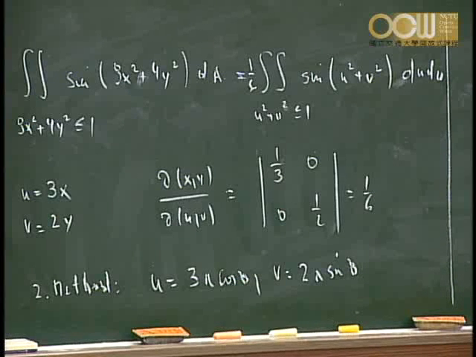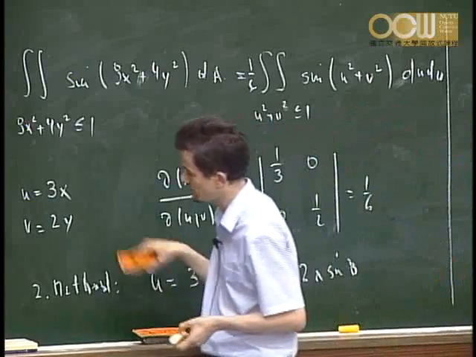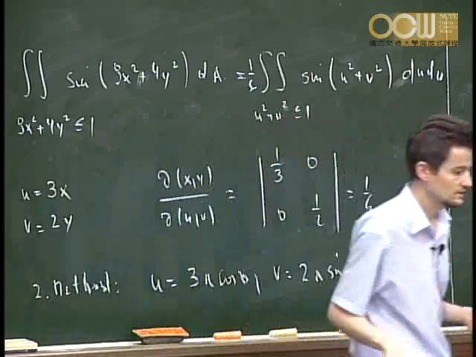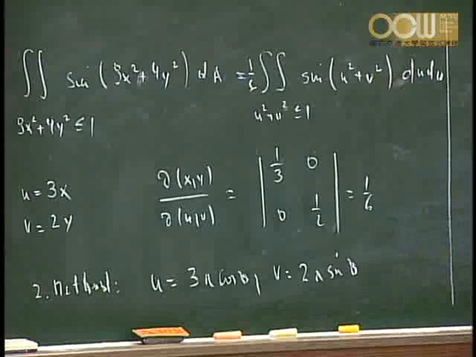I'm not going to do this. So you see here another example. If you have to integrate over an ellipse, you can use this kind of substitution to replace the ellipse by a much easier region, namely the circle.